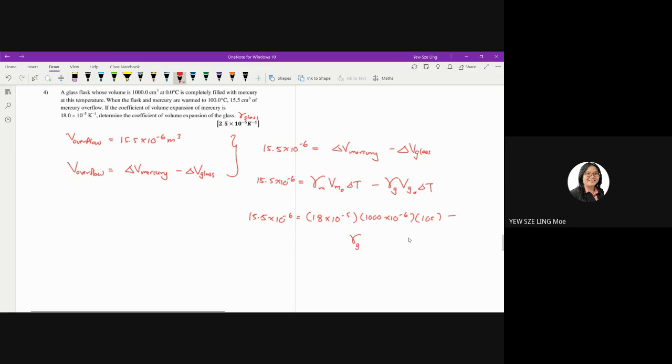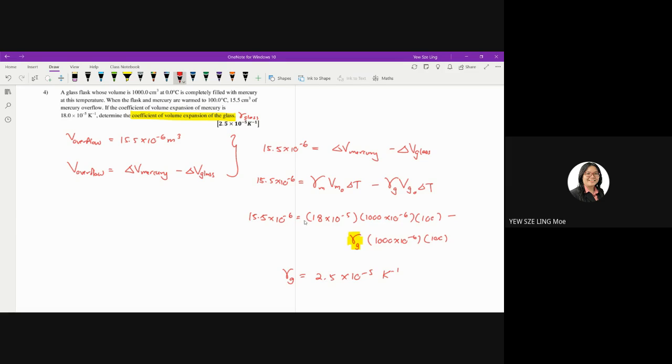is the one that we want to determine. Okay, because the question asks us to determine the coefficient of volume expansion of the glass. So gamma G is the thing that we don't have right now. And then the initial volume is still the same, 1000 times 10 to the power of negative 6. Temperature change is also 100 degrees. Right, so rearrange the equations. Gamma G is then equal to 2.5 times 10 to the power of negative 5 K negative 1.